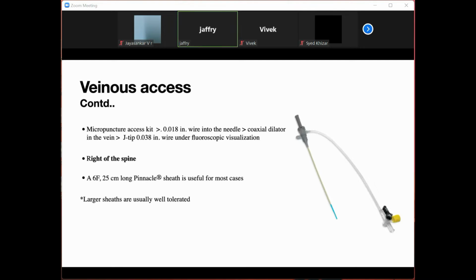Venous access is obtained through a micropuncture set, with a 0.018 inch wire into the needle, then a coaxial dilator, then a J-tip 0.038 inch wire under fluoroscopic visualization. We can see the J-tip wire on the right side of the spine. Usually, a 6 French 25 centimeter long Pinnacle sheath is useful in most cases. Larger sheaths are usually well tolerated in the venous system because the wall can accommodate even bigger size sheaths.